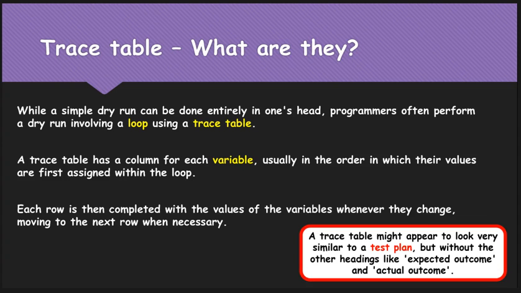So what are trace tables? Well, while a simple dry run can be done entirely in one's head, programmers often perform a dry run involving a loop using a trace table. Basically a trace table has a column for each variable, usually in the order in which their values are first assigned within the loop. Then each row is completed with the values of the variables whenever they change, moving to the next row when necessary. A trace table might look very similar to a test plan, but without headings like expected outcome or actual outcome. It actually records whatever data is inside that variable.